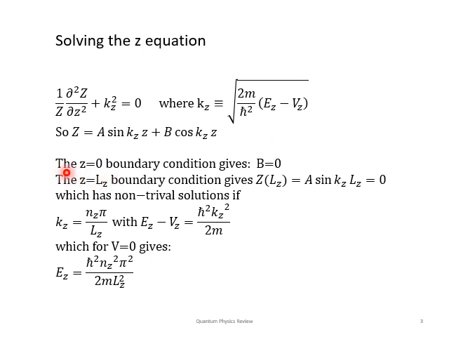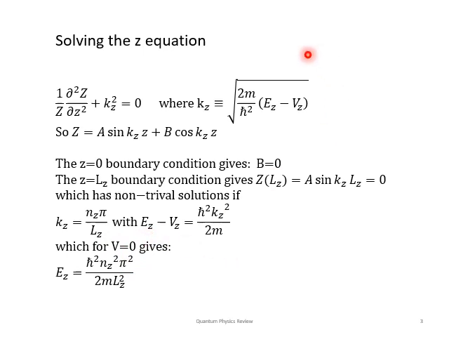The fact that the wave function must go to 0 at the z equals 0 boundary gives us the condition that the constant b must be equal to 0. The fact that the wave function must go to 0 at the z equals L sub z boundary, that's the size of the box boundary, gives us the condition that k sub z must be equal to an integer times pi over L sub z.